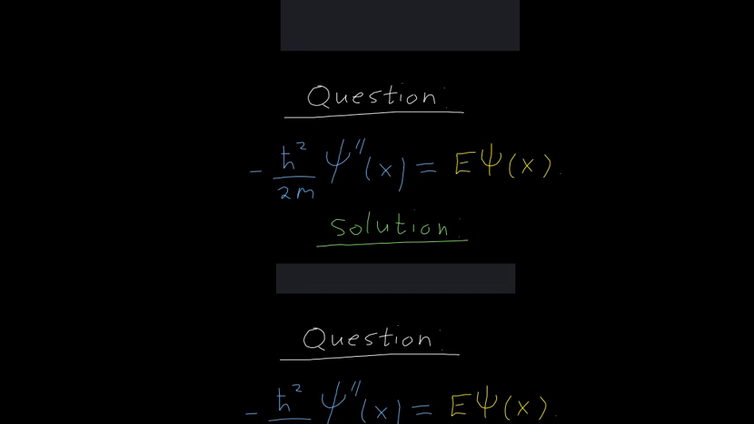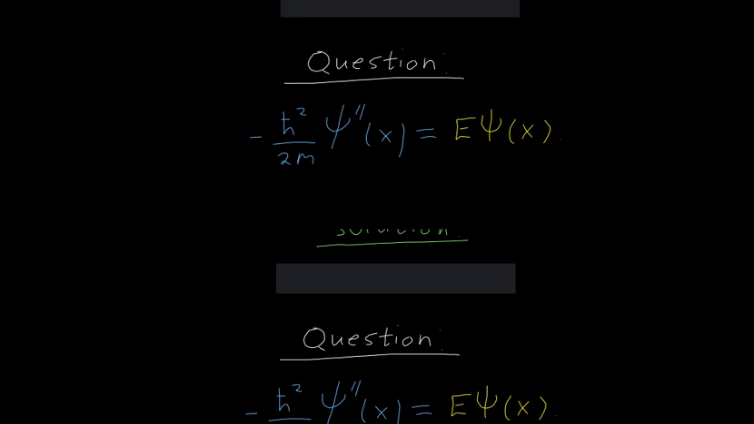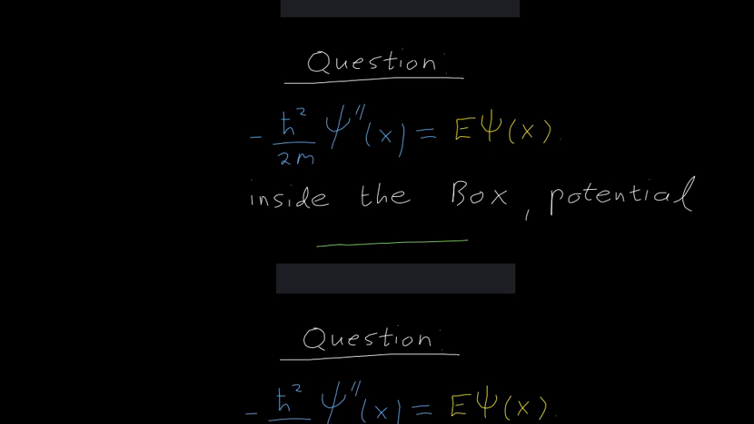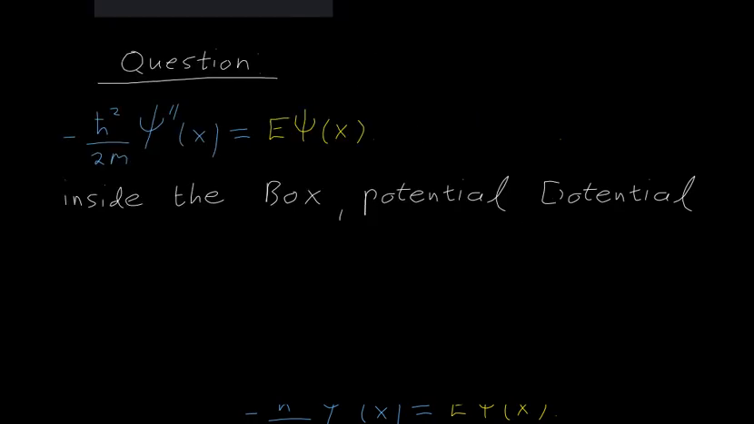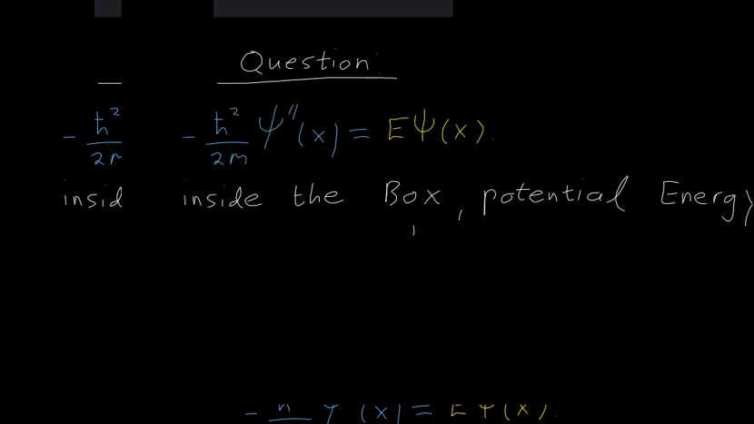Okay, so we need to write some constraints. Before I write the solution, I'm going to write something here. Inside the box, the potential energy is 0. That's one of the things we need to know.